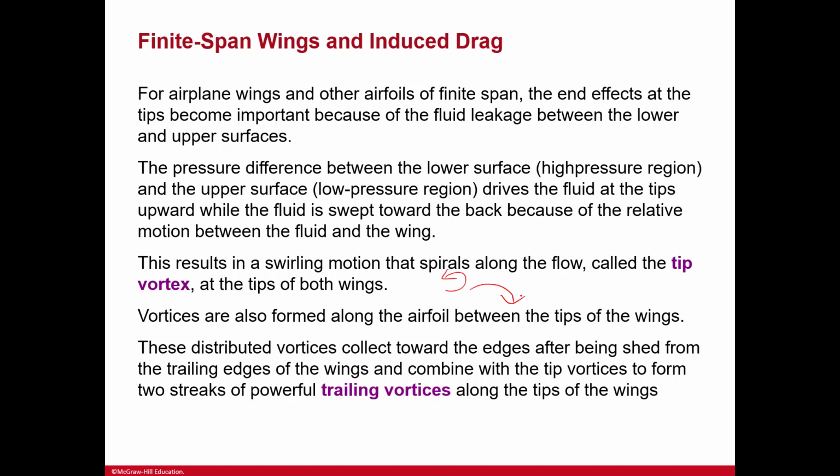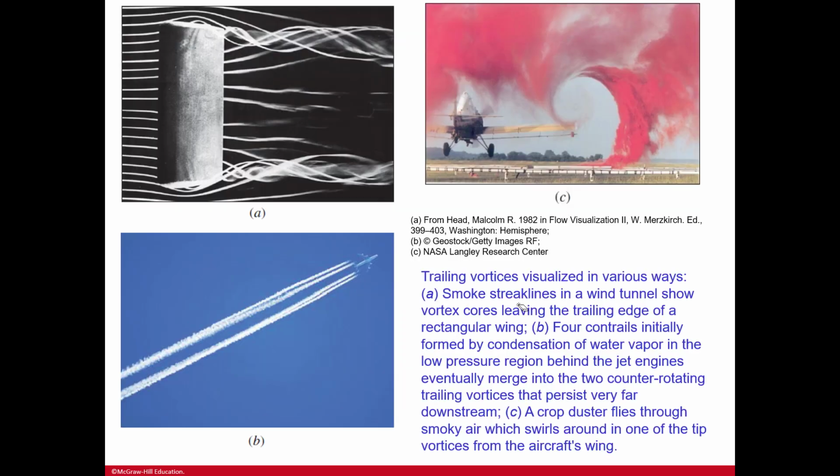Vortices are also formed along the airfoil between the tips of the wings. These distributed vortices collect towards the edges after being shed from the trailing edges of the wings and combine with the tip vortices to form two streaks of powerful trailing vortices along the tips of the wings. So you can see these here. They're just trailing. See trails here. This one you've seen a lot, right? I would think, see, a crop duster flies through smoky air, which swirls around in one of the tip vortices from the aircraft's wings.